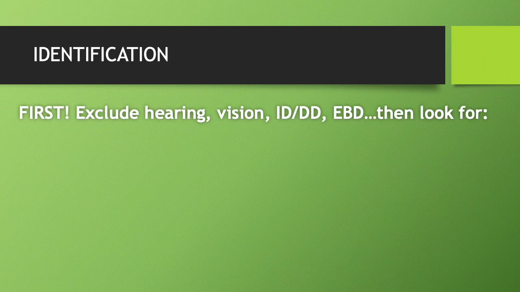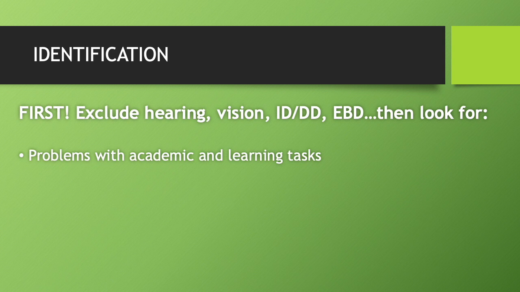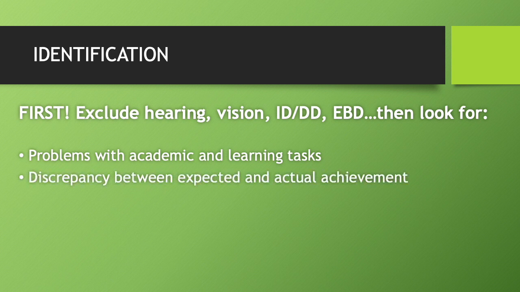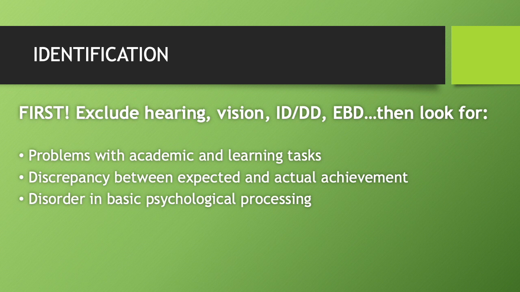Before seeking a diagnosis for a learning disability, be sure to exclude hearing or vision impairments, intellectual disabilities, developmental delays, and emotional behavioral disorders. Then you want to start looking for problems with academic and learning tasks, discrepancies between expected and actual achievement, and disorders in basic psychological processing.